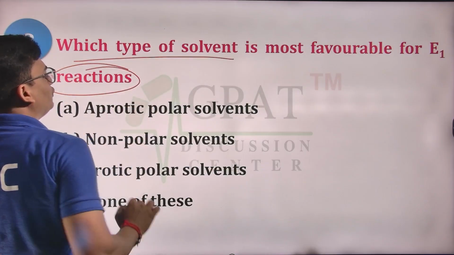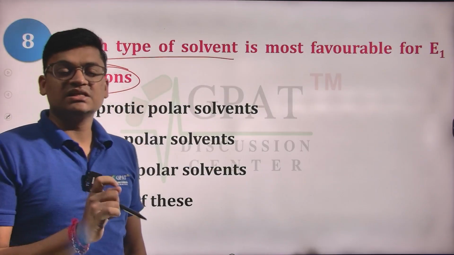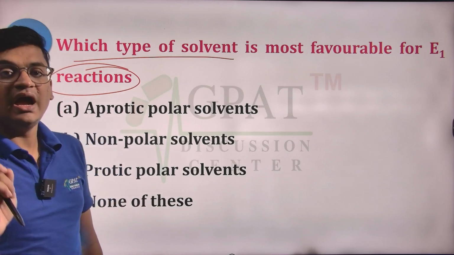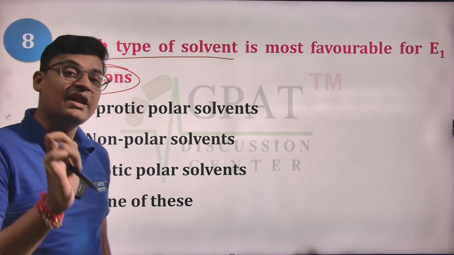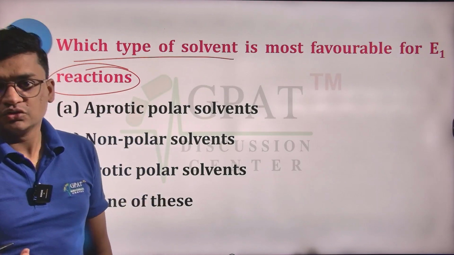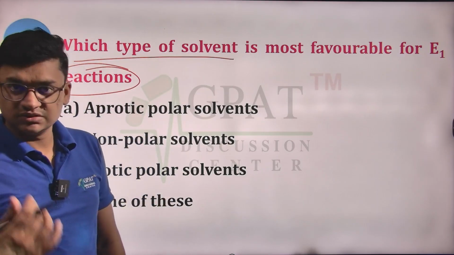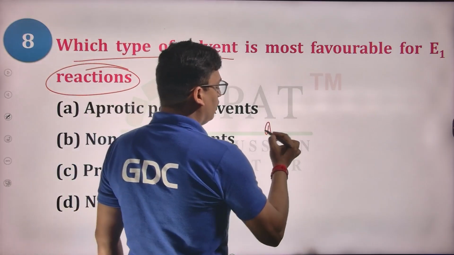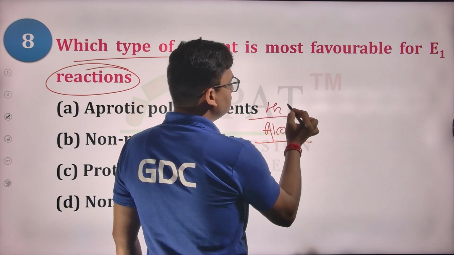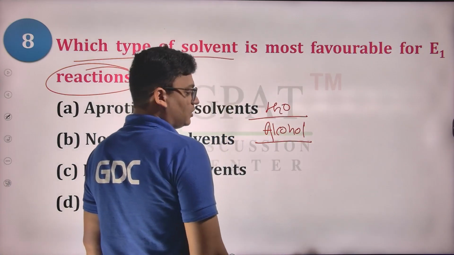So just right now I told you, for E1 and SN1 we are having polar and protic solvents. Polar and protic solvents are the solvents that have polarity and those which can produce protons. So they are polar and protic solvents, like alcohol. Alcohols have polarity and are protic solvents. H2O is again a polar and protic solvent.